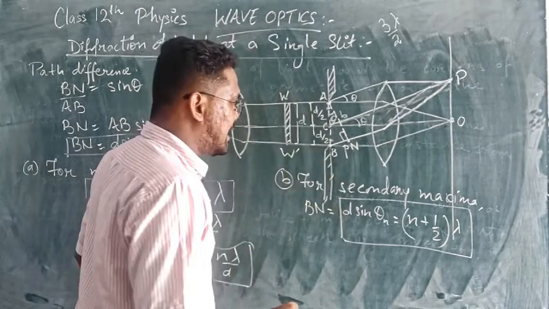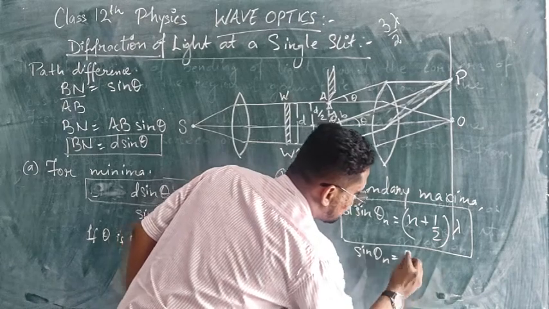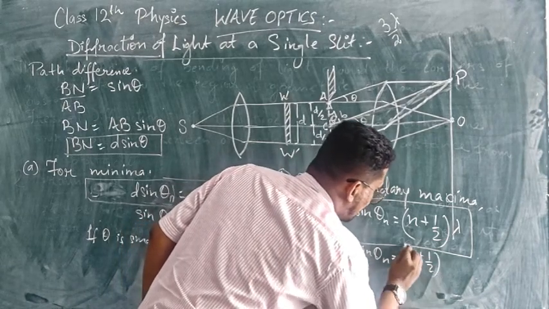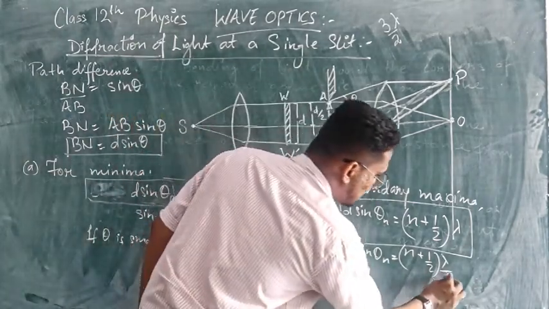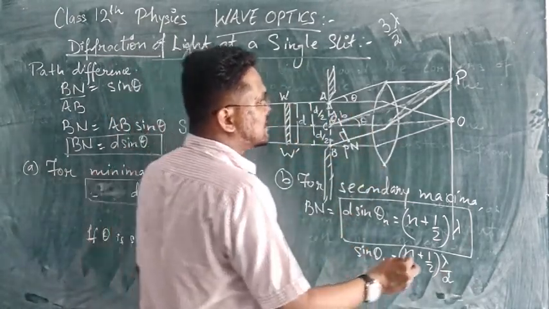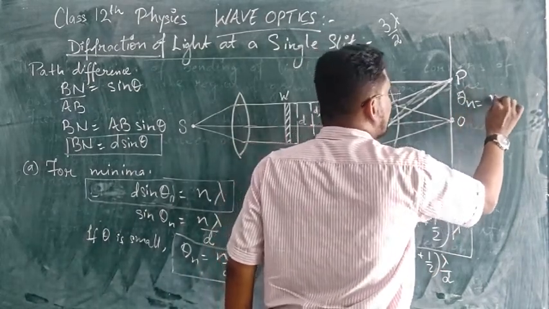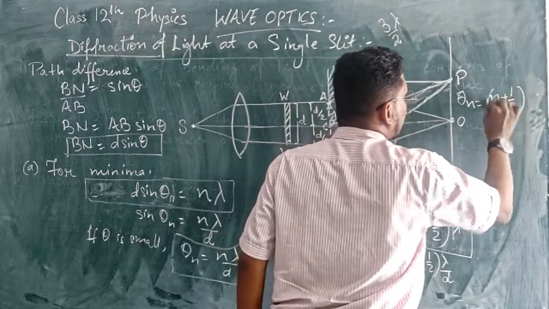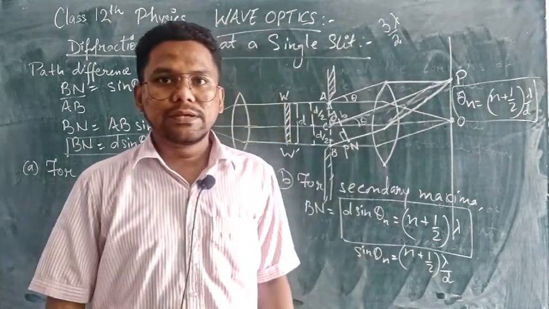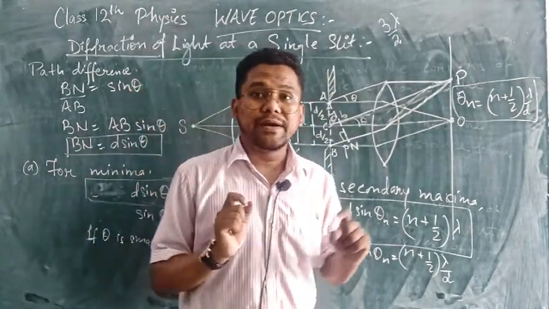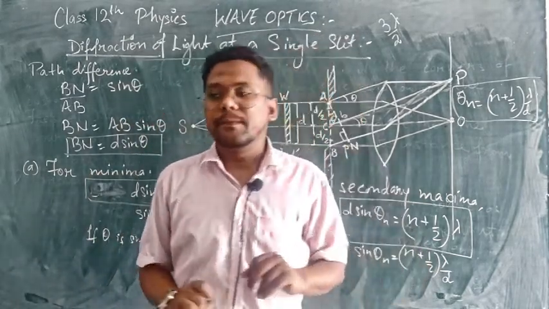So what we have here, d sin theta n equals (n plus half) lambda, is the condition for secondary maxima. Again I can have sin theta n equals (n plus half) lambda by d, correct? And again if the angle is small, I can have theta n equal to (n plus half) lambda by d. This is the condition for secondary maxima.